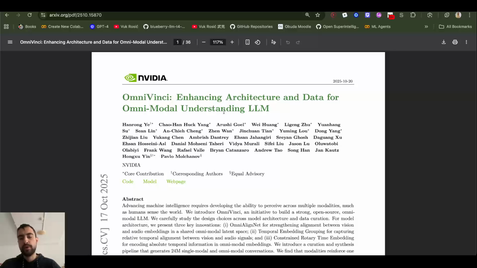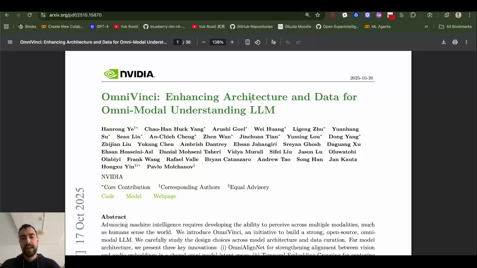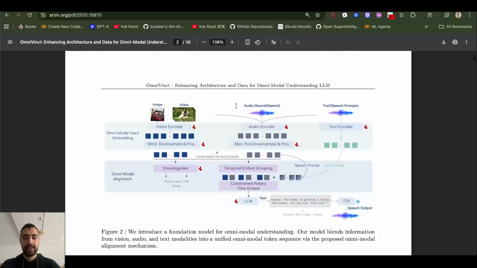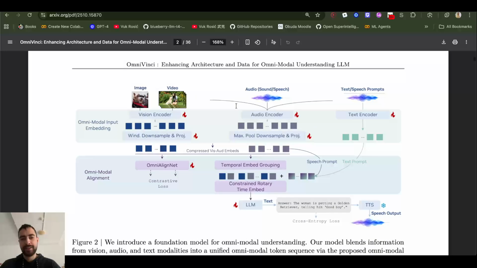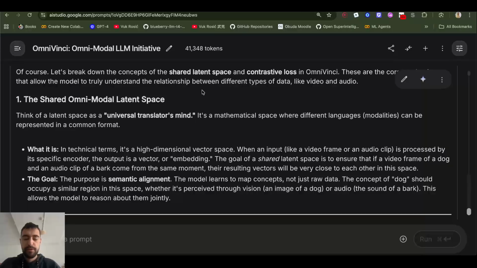This is a new multimodal, omnimodal LLM by NVIDIA, where they have three architecture improvements, data improvements, and training improvements. This is how to create omnimodal large language models that understand video, audio, images, text, and everything. They have three very good architectural ideas to improve this. First, they focus on a shared latent space.